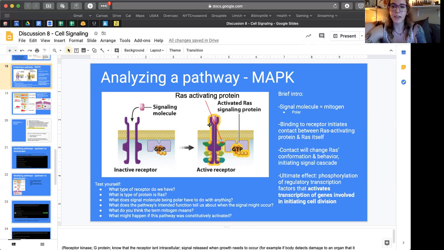So when we're blocking the activity of this receptor, it doesn't really matter in this case because the whole point of the receptor was to activate the RAS protein. But we're being told in the question that this is always being activated anyway.